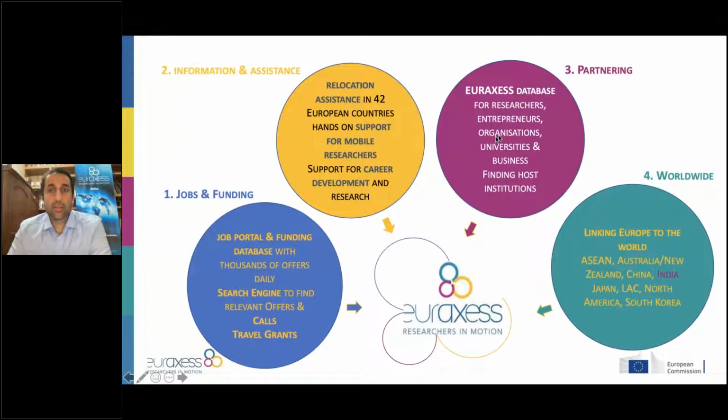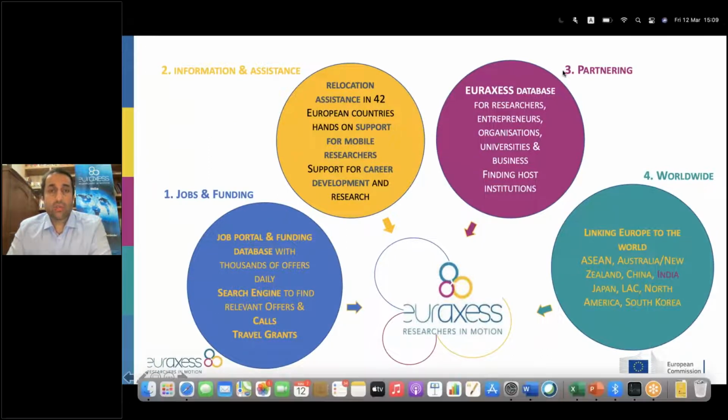Go to the next slide. So here you see we have basically 4 arms, 4 pillars. The Euraccess project has 4 pillars. One is very important, the job portal and funding database, where daily, freshly job research positions are being published from all the 40 plus countries.